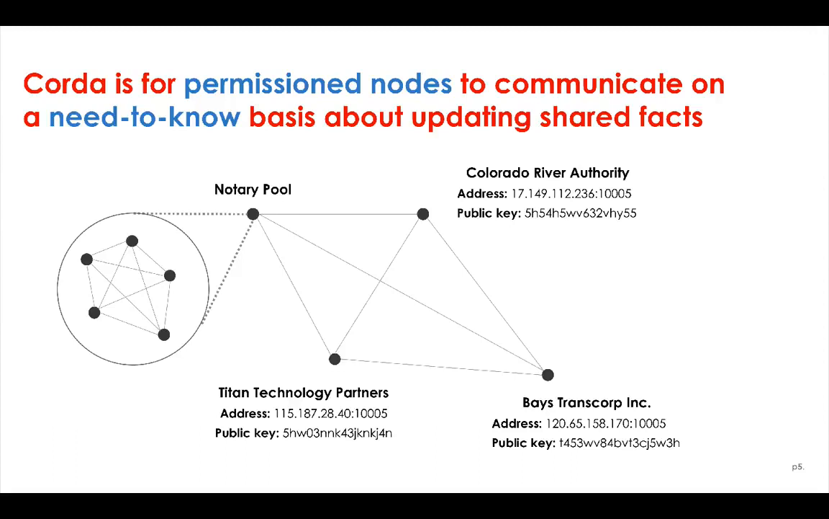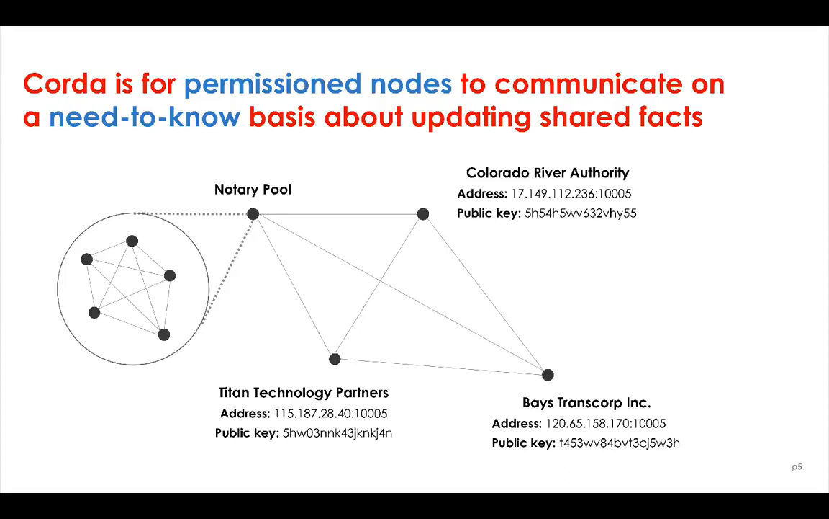Before joining the network, each node undergoes a KYC process to obtain an identity certificate. And then when they join the network, they publish this certificate, including their legal name, their IP address, their public key, as well as some other information, to a network map service. And then nodes can use this network map service to transact with well-known counterparties on the network using private point-to-point TLS encrypted messaging.